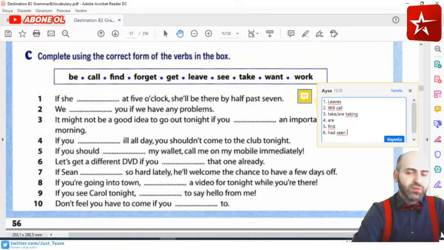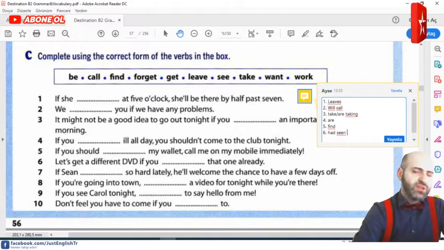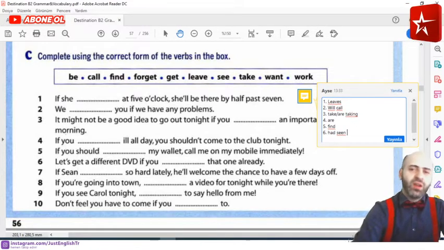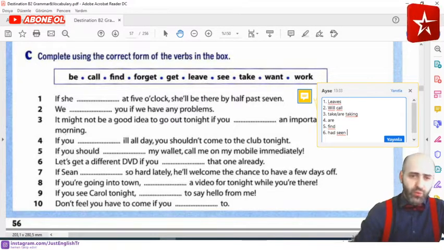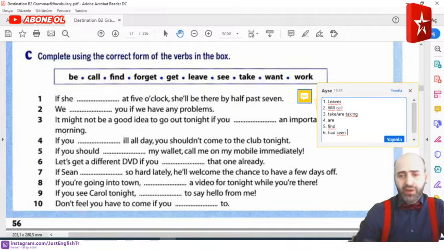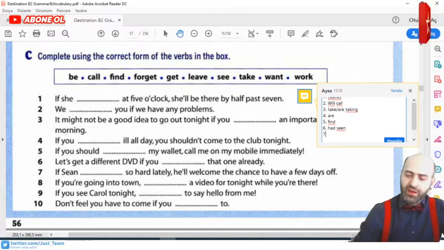We can also use "have seen" in this situation, because we don't know whether this is an unreal or a real situation. If we talk about unreal, "had seen." If we think that this is a real situation, we can use "have seen." So both of them can be acceptable, because from the sentence we don't really understand whether it is a real or unreal situation. Let's see number 7.